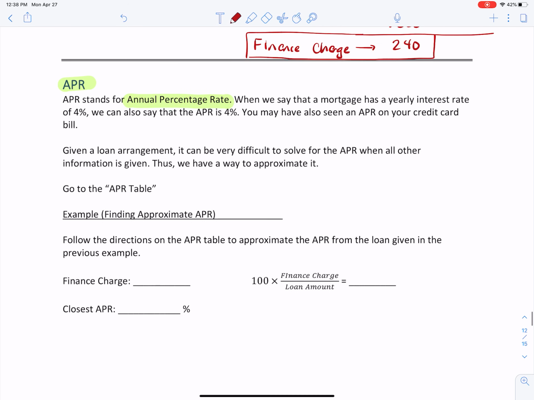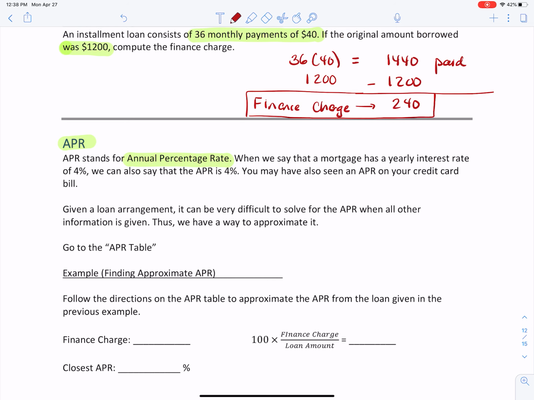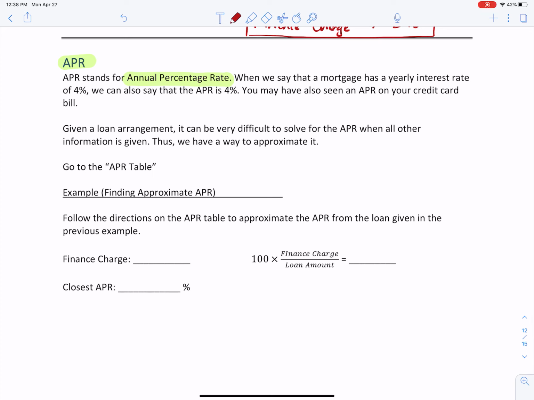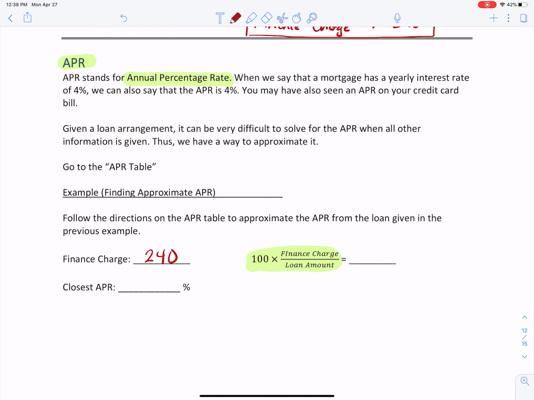So the first thing we do is to find the APR for this loan, because again, that's not information that's given. We know the payment, we know the beginning balance, and we know the interest. We know the finance charge is $240. Now, what we're going to calculate is this quantity right here to make it easier to look up in the table. Basically, it's the finance charge as a percentage of the loan amount. So we're going to calculate 100 times 240 over 1,200, and that is 20.